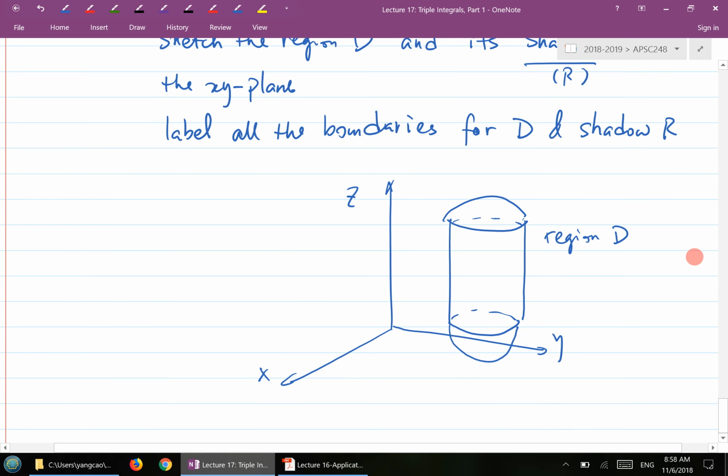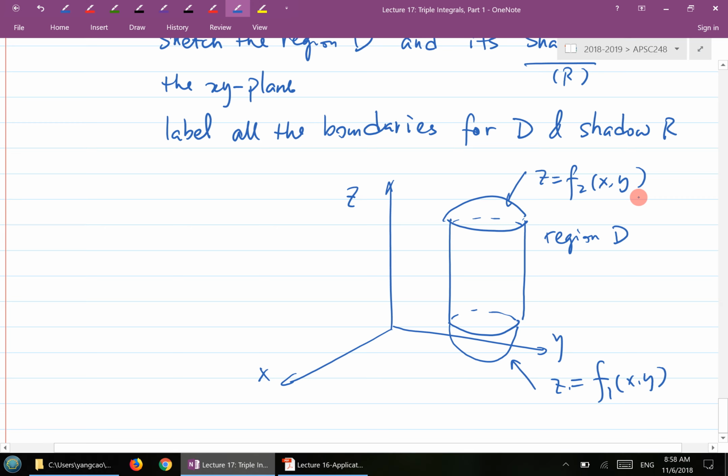So what this region D does is more like a cylindrical thing, but then the top has a surface z equal to, let's call it f2 of xy, and the bottom here is z equal to f1 of xy. So there are two surfaces, one at the bottom, one at the top, and these two surfaces are described by f1 xy and f2 xy.